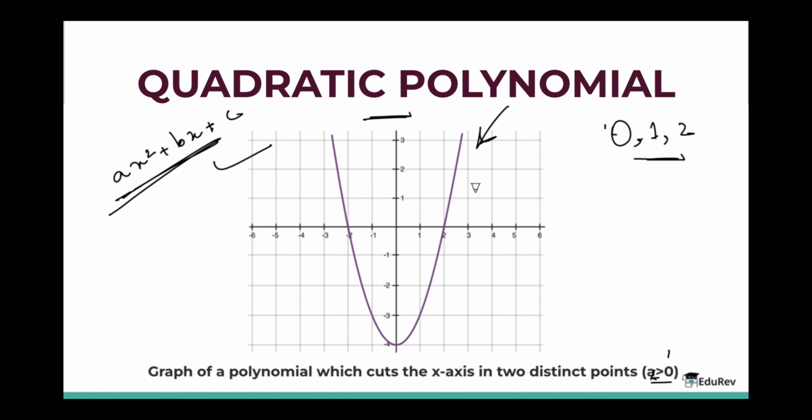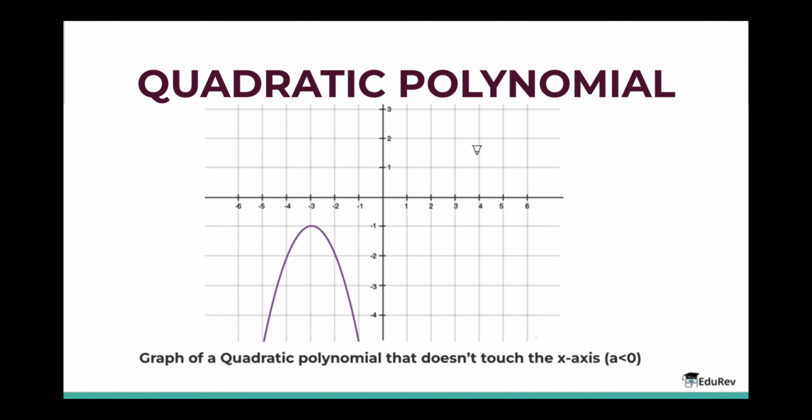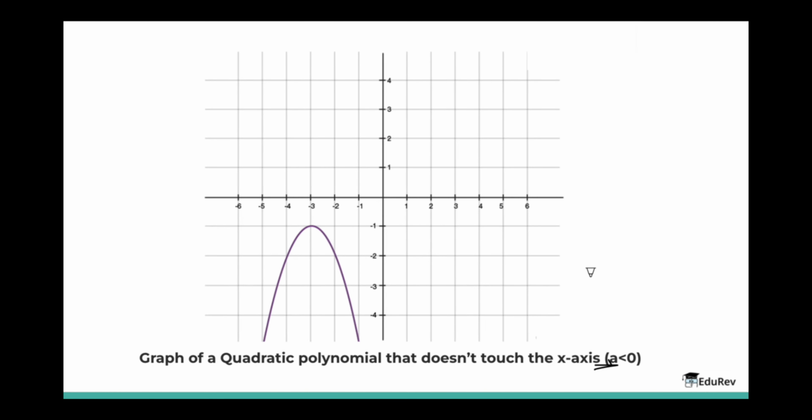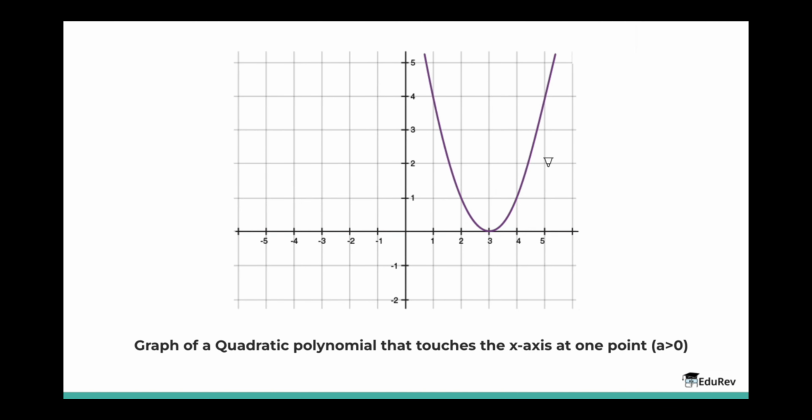Now here in the curve, you can see that this graph represents a quadratic polynomial ax square plus bx plus c, and this polynomial has a greater than 0. That is why this curve is opening upwards, as I explained earlier. Whereas the graph of the polynomial when a is less than 0 is going to be like this. So this is going to be the curve when a is less than 0. But let's also see one more curve. Here a is greater than 0, but this curve is touching the x-axis at only one point, that is (3, 0).